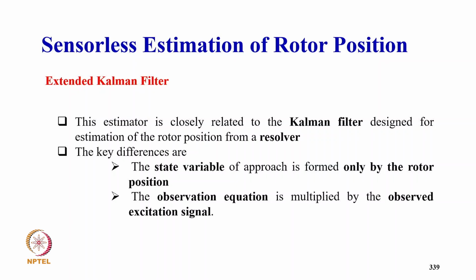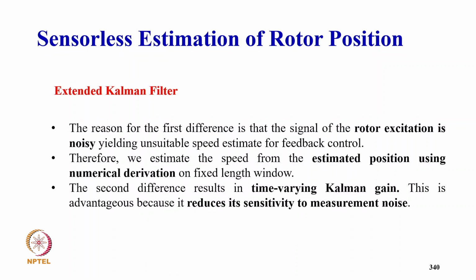So this estimator is closely related to the Kalman filter designed for estimation of rotor position from a resolver, and there are three key differences. The state variable vector is formed only by the rotor position, and the observation equation is multiplied by the observed excitation signal. The reason for the first difference is that the signal of the rotor excitation is noisy, yielding an unsuitable speed estimate for feedback, and therefore we estimate the speed from the estimated position using a numerical derivative on a fixed length window. And the second difference results in a time varying Kalman gain. This is advantageous because it reduces its sensitivity to the measurement noise.